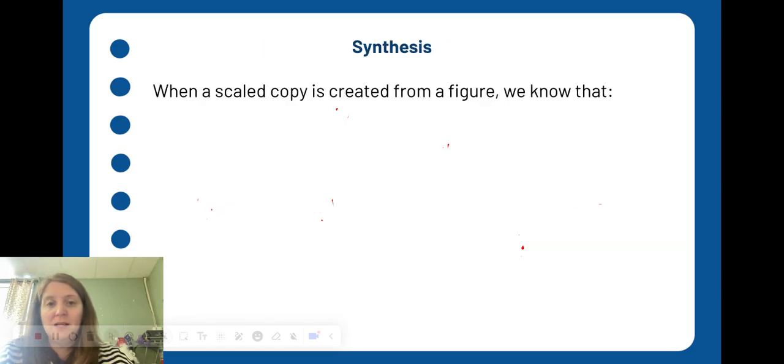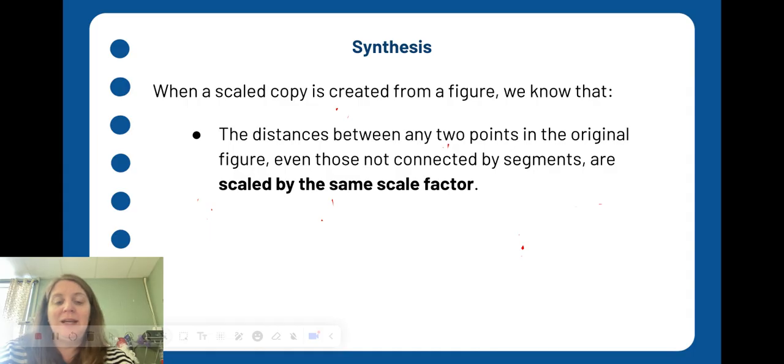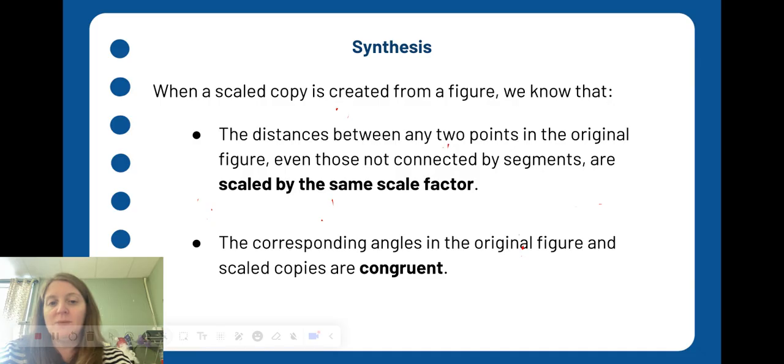All right. So let's recap. When a scaled copy is created from a figure, we know that the distances between any 2 points in the original figure, even those not connected by segments, are scaled by the same scale factor. They have to be. And we also know that the corresponding angles in the original figure and the scaled copy are congruent. And congruent means the exact same measure.